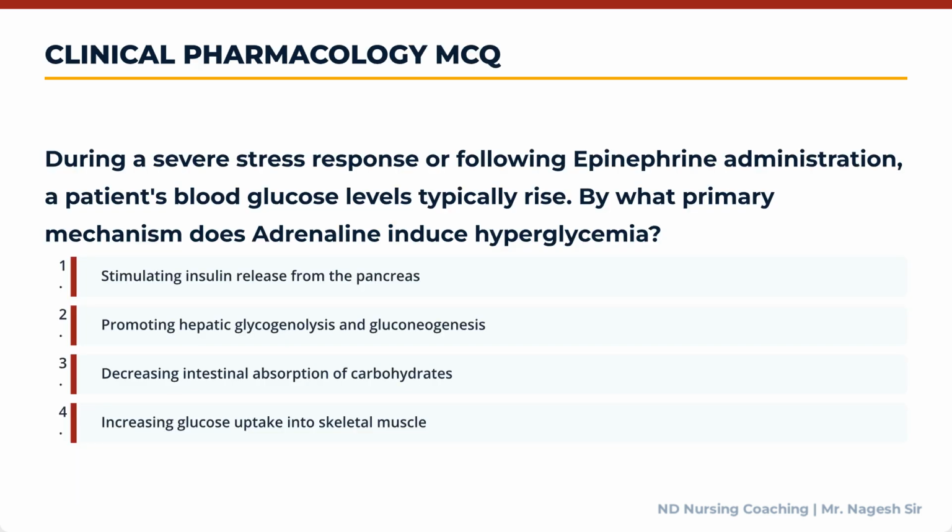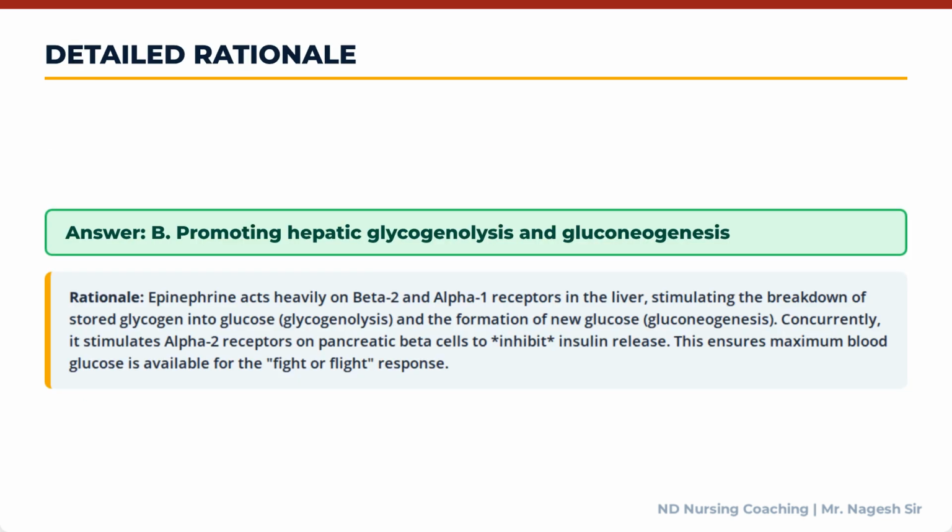During a severe stress response, or following epinephrine administration, a patient's blood glucose levels typically rise. By what primary mechanism does adrenaline induce hyperglycemia? The correct answer is B, promoting hepatic glycogenolysis and gluconeogenesis. Epinephrine acts on beta-2 and alpha-1 receptors in the liver, breaking down glycogen and forming new glucose for the body's, quote, fight-or-flight response.